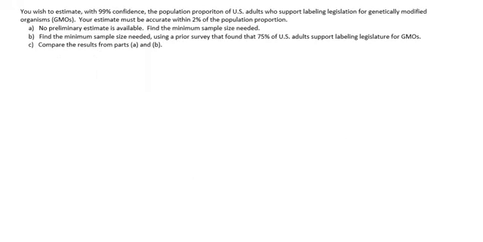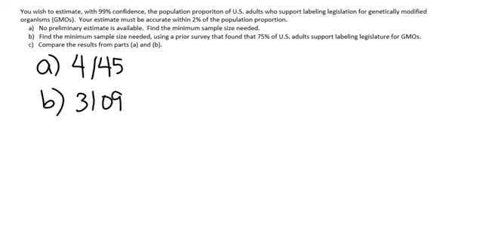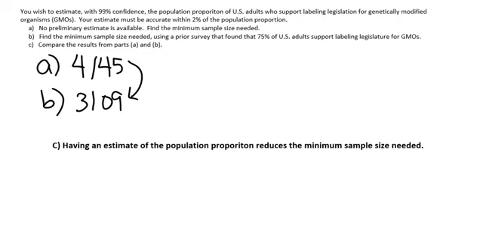In Part C, we are to compare the results from Part A. Let's list our results from Part A and Part B. In Part A, the minimum sample size was 4,145. In Part B, our minimum sample size was 3,109. Notice that when we had an estimate, what happens to our sample size? Our sample size decreases. Therefore, we can say, as an answer to Part C, having an estimate of the population proportion reduces the minimum sample size needed.